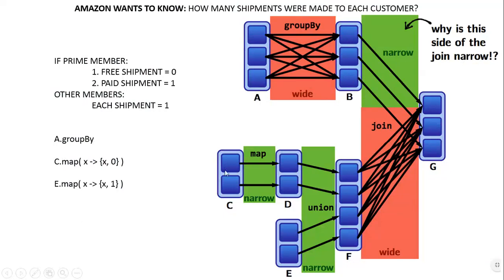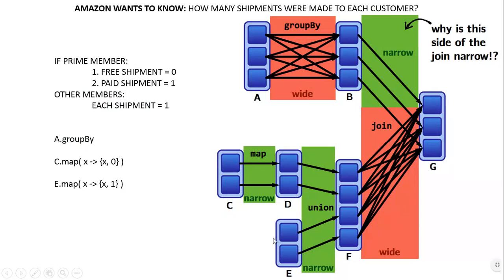Now C, you need to do one type of mapping, which is, because that is a prime member, the shipment was free, so you are mapping each member ID to a value of 0. Okay, so that is a narrow dependency. You just pick each customer or member ID and you append 0 to it. Okay, so that generates D, and E is as is.